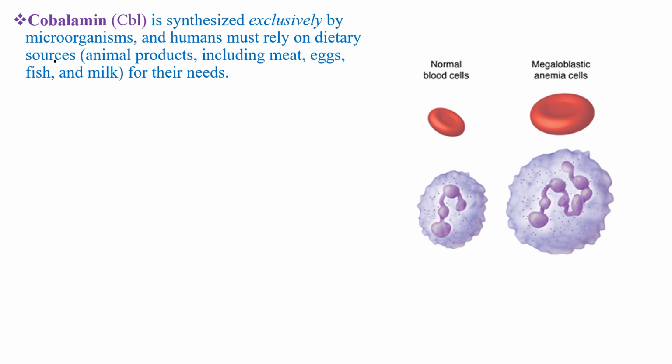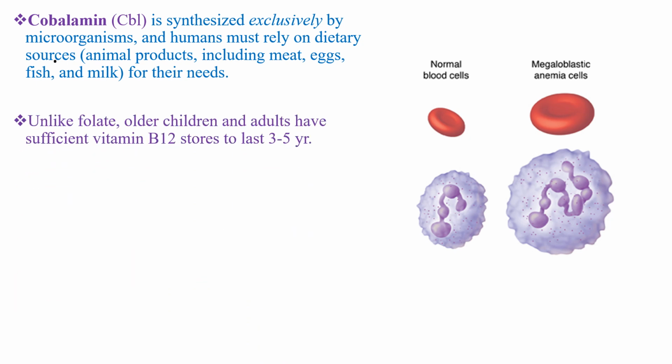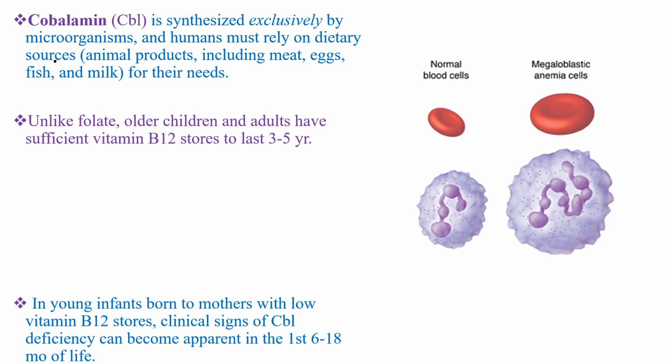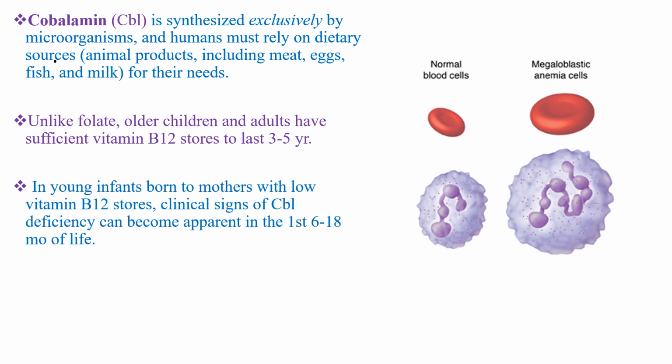Cobalamin is synthesized exclusively by microorganisms, and humans must rely on dietary sources, animal products including meat, eggs, fish, and milk, for their needs. Unlike folate, older children and adults have sufficient vitamin B12 stores to last 3 to 5 years. In young infants born to mothers with low vitamin B12 stores, clinical signs of cobalamin deficiency can become apparent in the first 6 to 18 months of life.